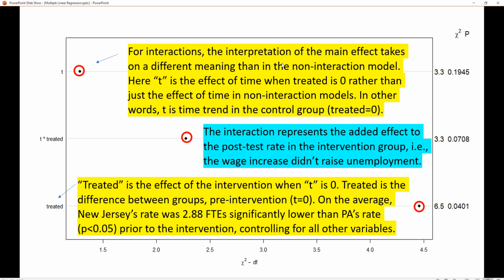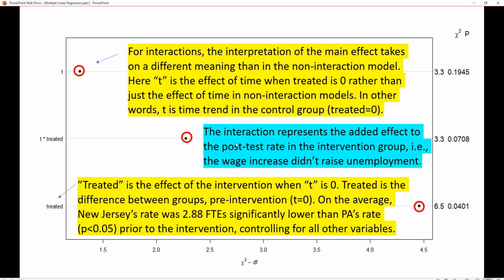Above, T is the effect of time when treated is 0. But here, treated is the effect of the intervention when T is 0. Treated is the difference between groups pre-intervention. On average, New Jersey's rate was 2.88 FTE, significantly lower than Pennsylvania's rate prior to the intervention, controlling for all other variables.